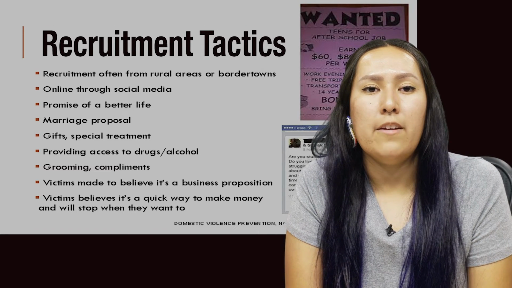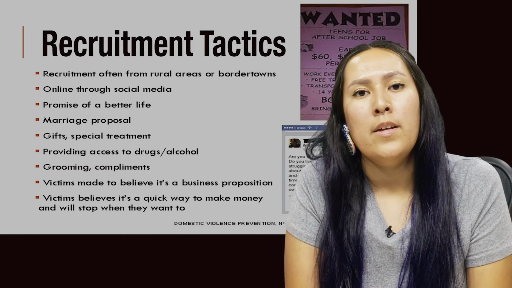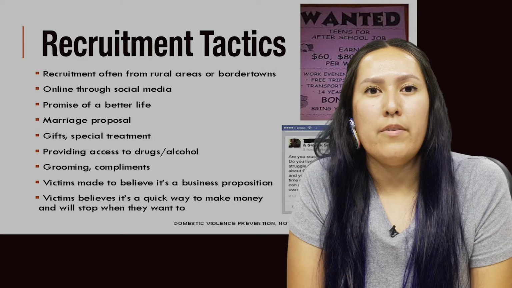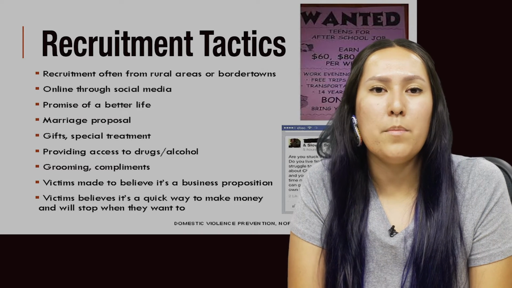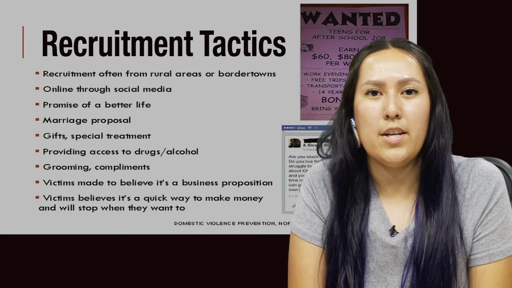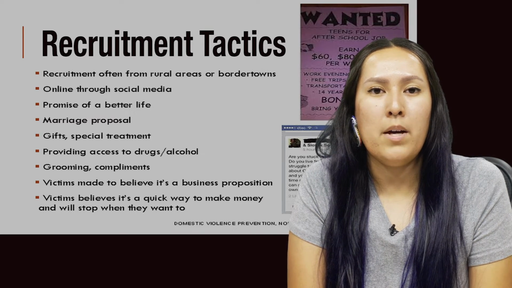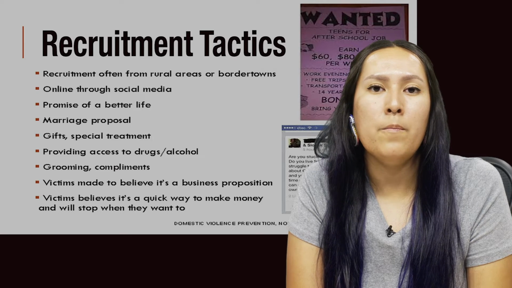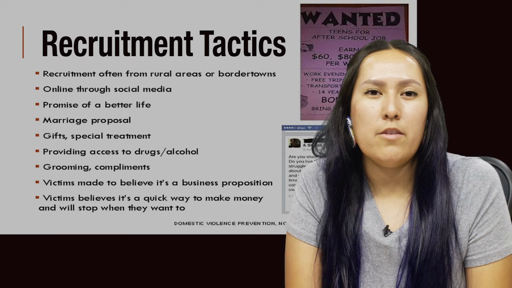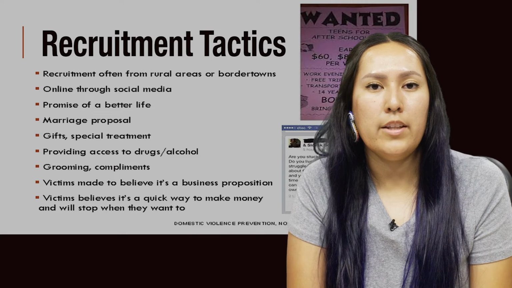Victims might also believe that it's a quick way to make money and that they can stop whenever they want to. So this is another example of how traffickers are trying to make it look very desirable to work whatever job they're trying to disguise trafficking as. They'll usually say, you can make money very quickly, it's not a traditional 9 to 5 job, and you can stop whenever you want to. But we know that once these individuals get involved in sex trafficking, it is very hard for them to leave.